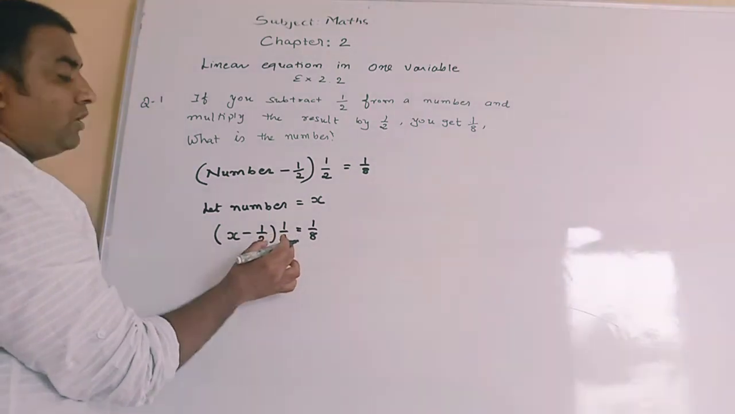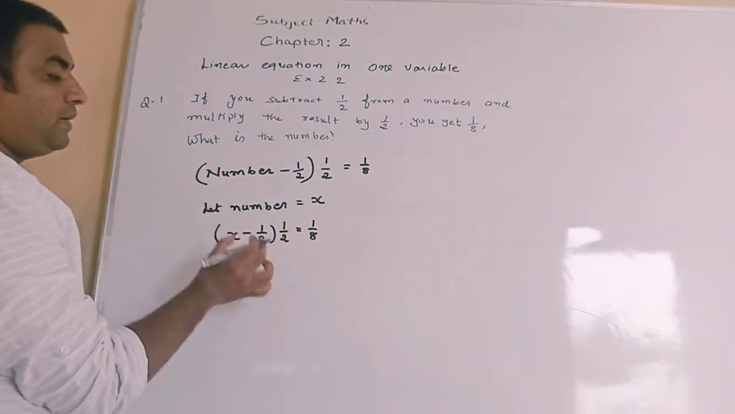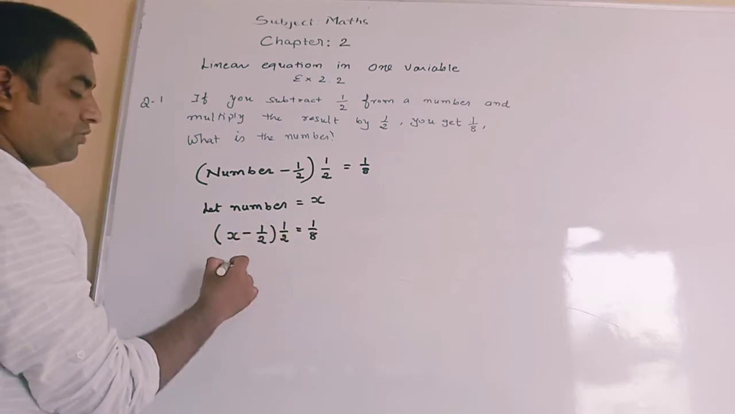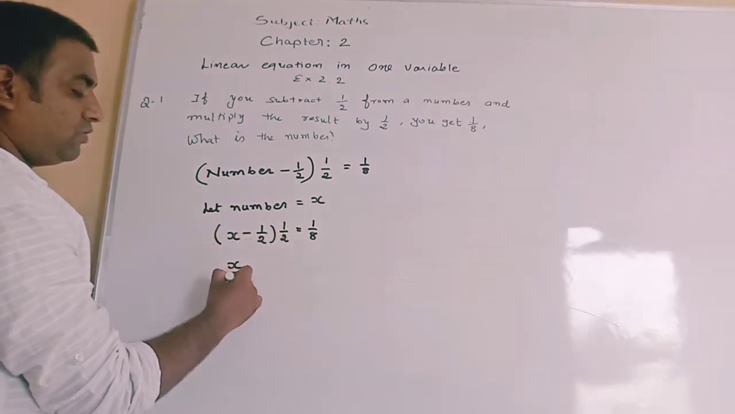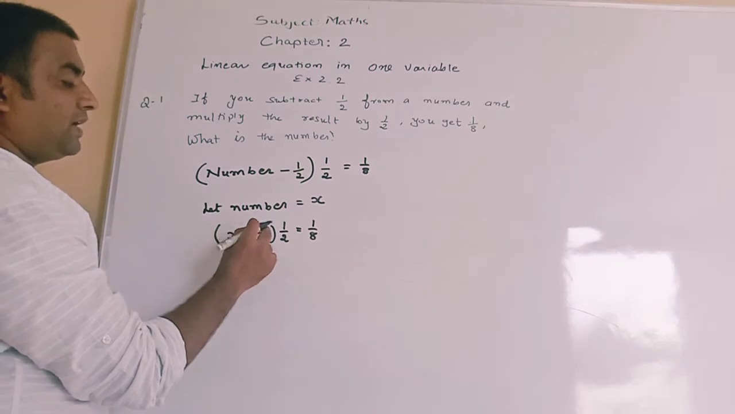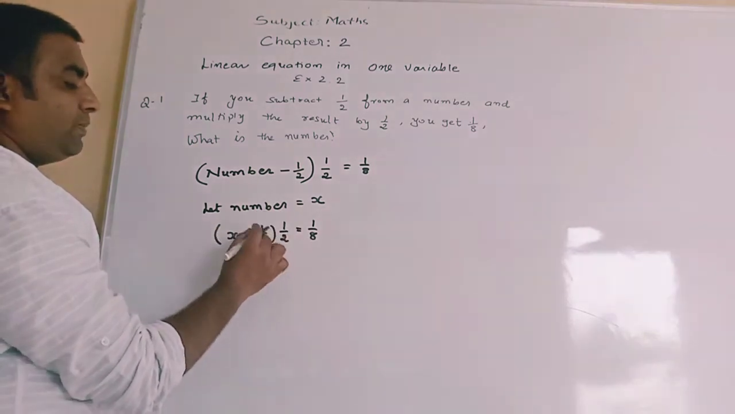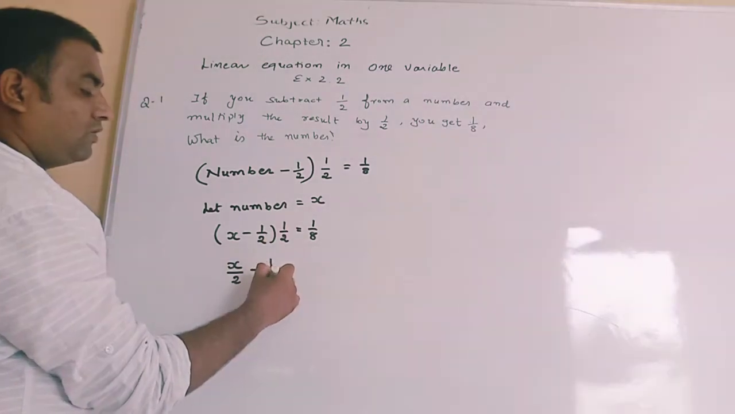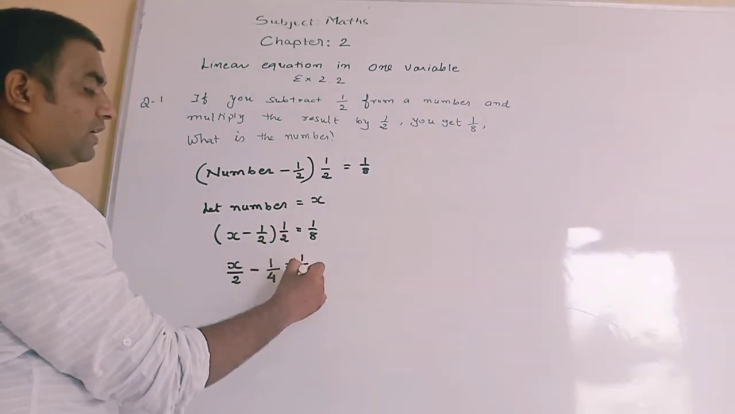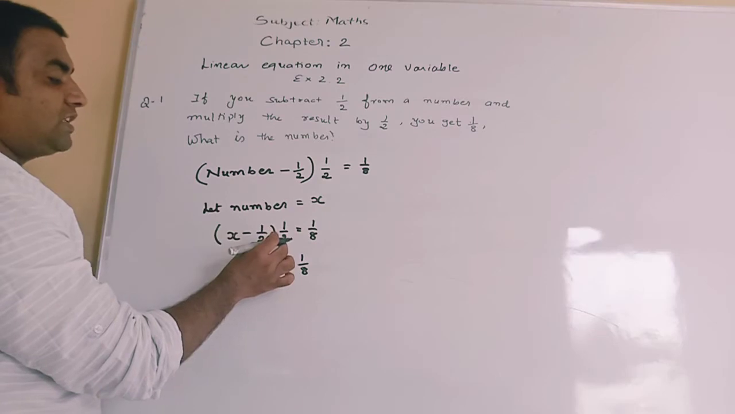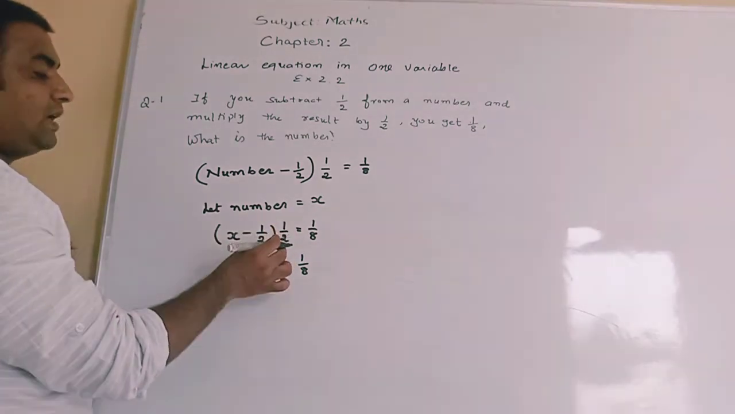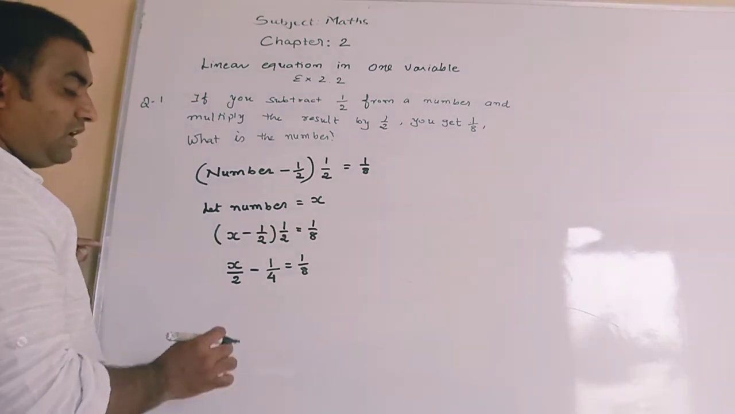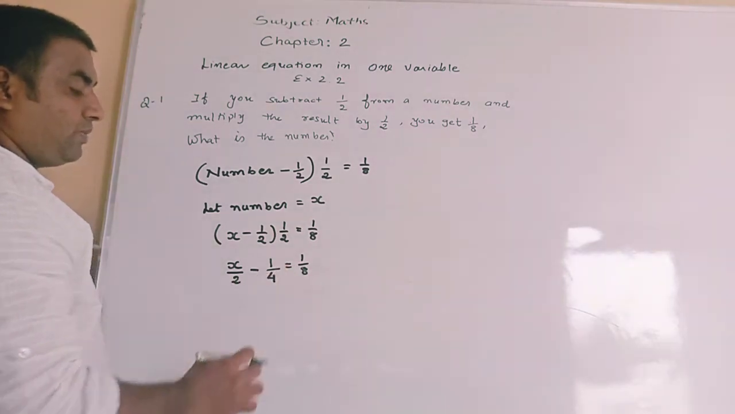Now the BODMAS rule we apply. So first we have to open the bracket. So 1 by 2 multiplies inside. So x into 1 by 2 is x by 2. Now fraction multiplication is there, so numerator multiplied with numerator: 1 times 1 is 1, 2 times 2 is 4, equals 1 by 8. Keep in mind, in fraction multiplication there is no need of LCM, only in addition and subtraction we require LCM. Now this is the fraction format.